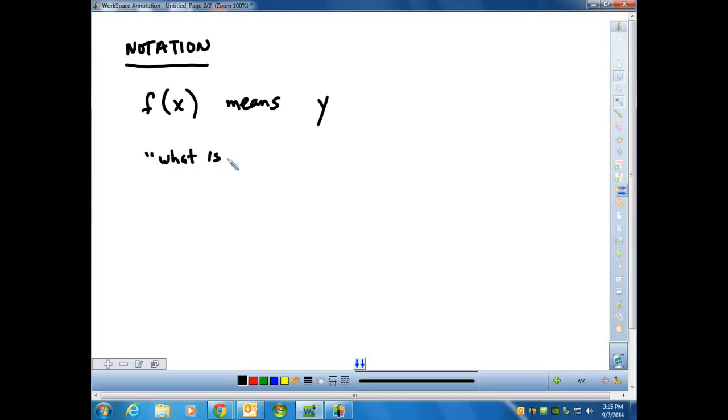It just means what is the value of the function for some particular x. So if that x is a number, then what is the value of the function when I plug in that number and do math? If it's an expression, then it's a matter of me plugging in that expression.